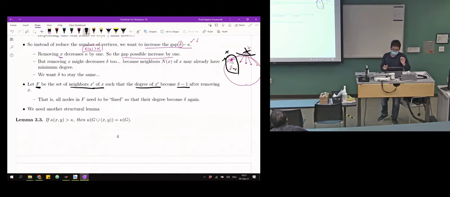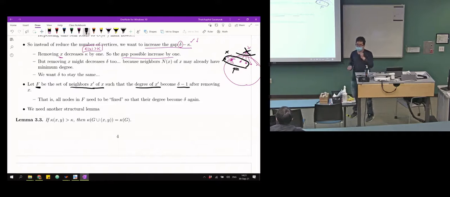So what we will do is that we will do something to the graph such that, let's say these are the guys that need to be fixed. This is F. We will do something to the graph such that the degree of these becomes delta again. And once we can do that, then the gap would increase. You increase the gap, right? Is the plan clear? Okay.